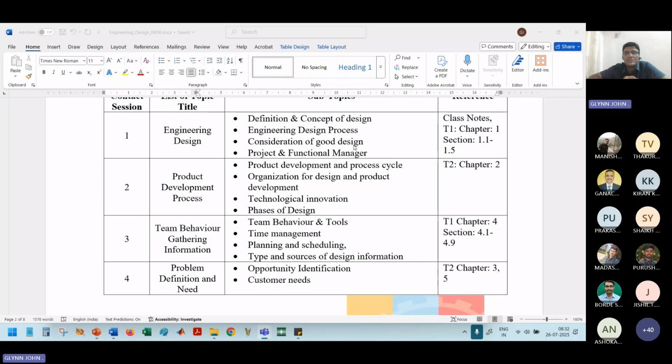What is not a good design, right? That is something you'll understand in the first lecture. Then the product development process, right?